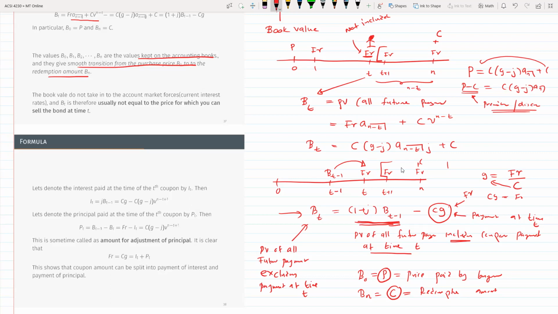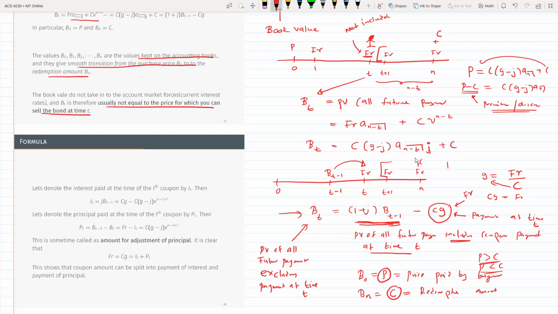So now we will go to that graph, but you can see P goes from P to C either increasing or decreasing, depending on whether P is more than C or less than C. And depending on which one, we will see two different types of graphs. The book value does not take into account market forces, and B_t is therefore usually not equal to the price for which you can sell the bond at time t. Now you have to be careful. All of these we are doing under the yield rate which we want. It's not really the price you can sell.